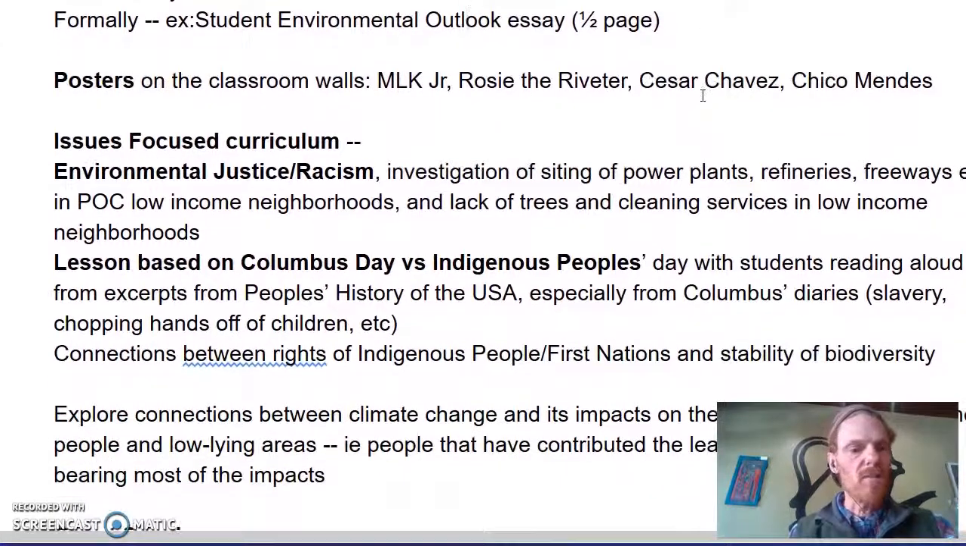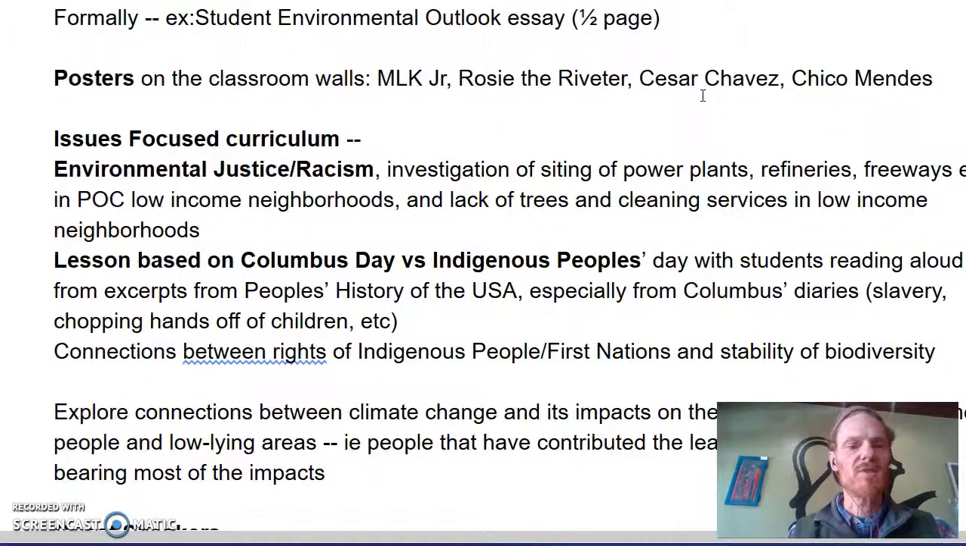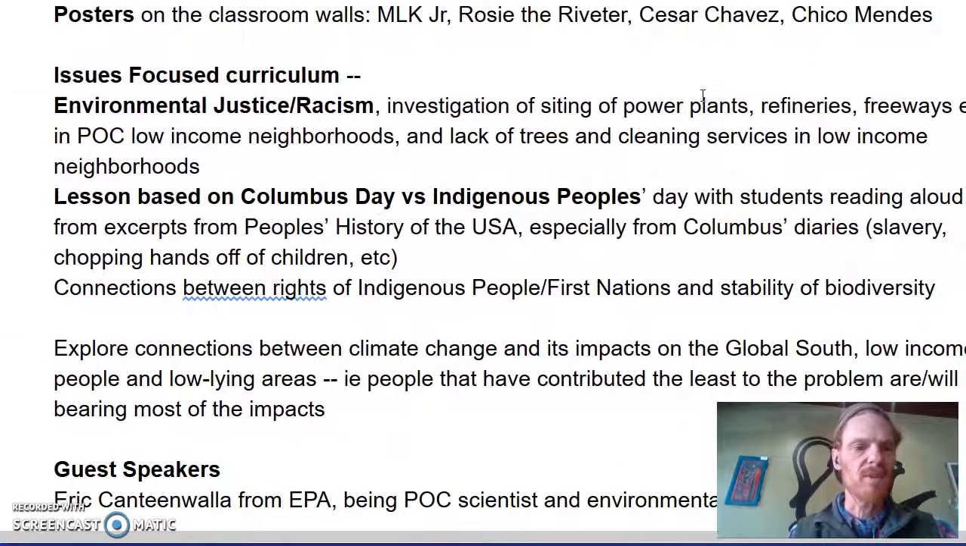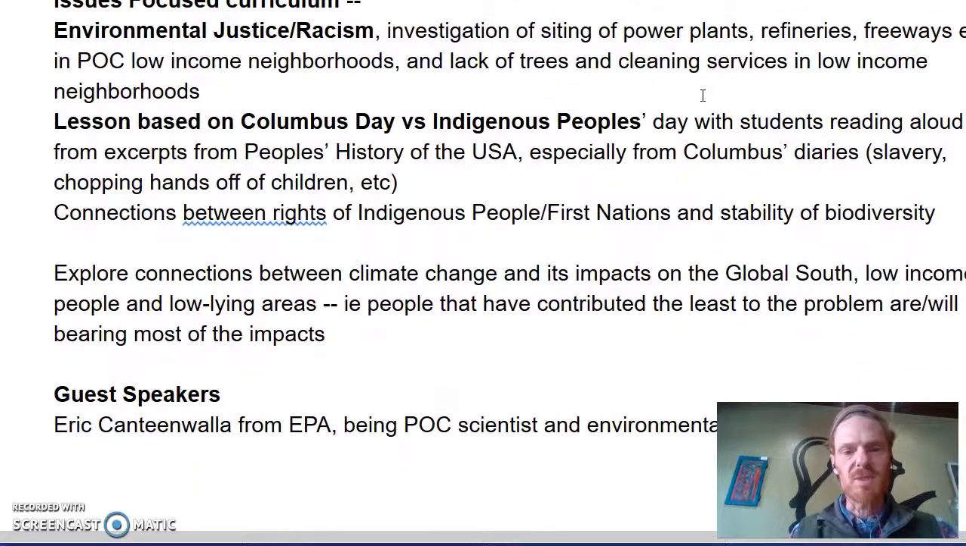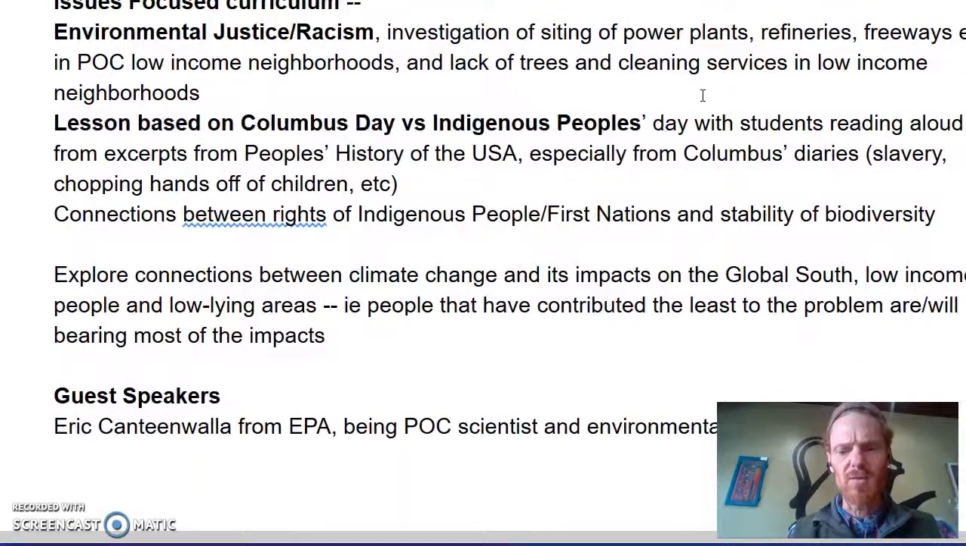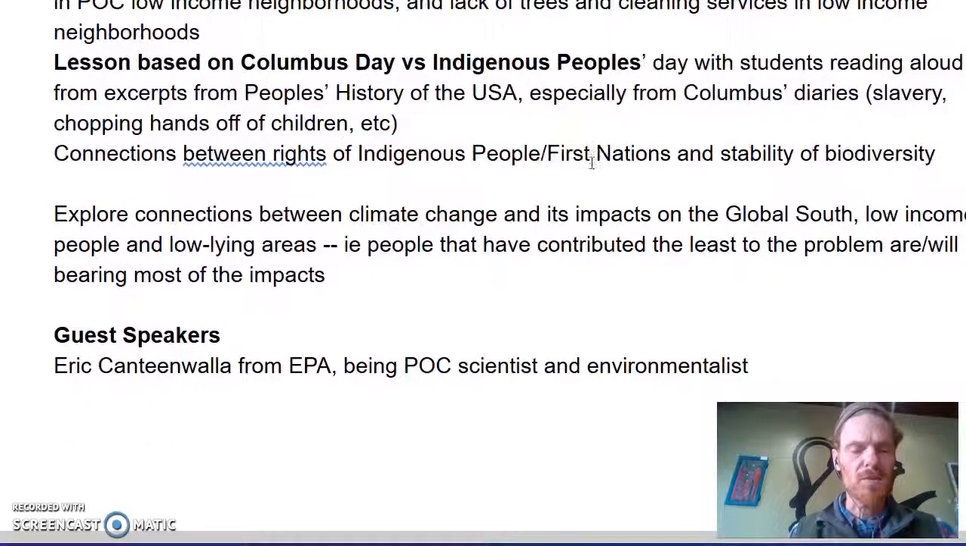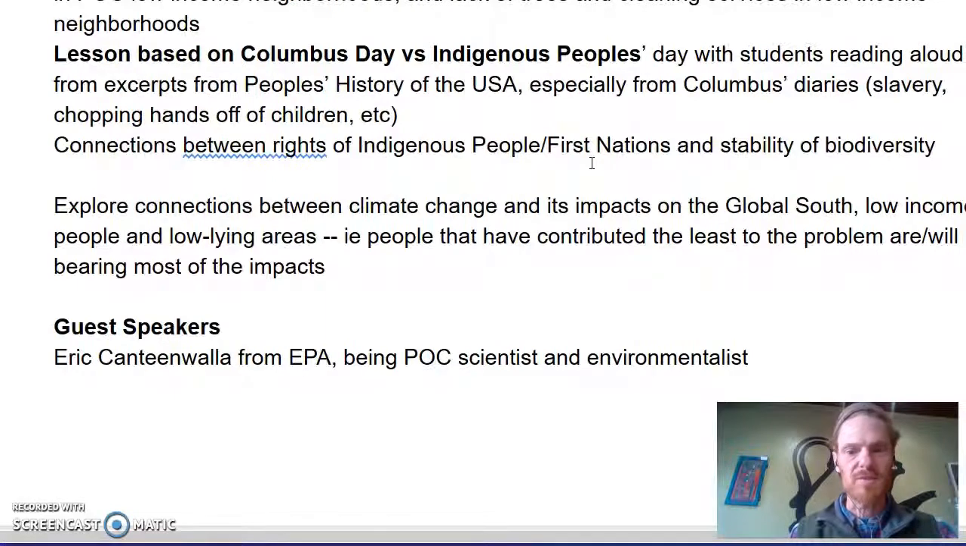vocabulary. APES is an issues-focused curriculum, so we look at environmental justice and racism, the investigation of how siting power plants, refineries, et cetera, impacts people of color in low-income neighborhoods. We look at Indigenous Peoples Day versus Columbus Day. For some reason, we get that day off school, and I go to Alcatraz Island and have sunrise ceremony with Native people and elders, and so I bring back the stories from the circles, and we read from Columbus's diary.